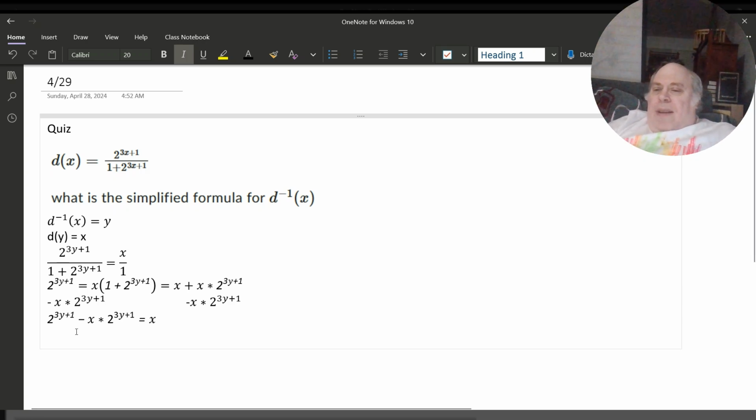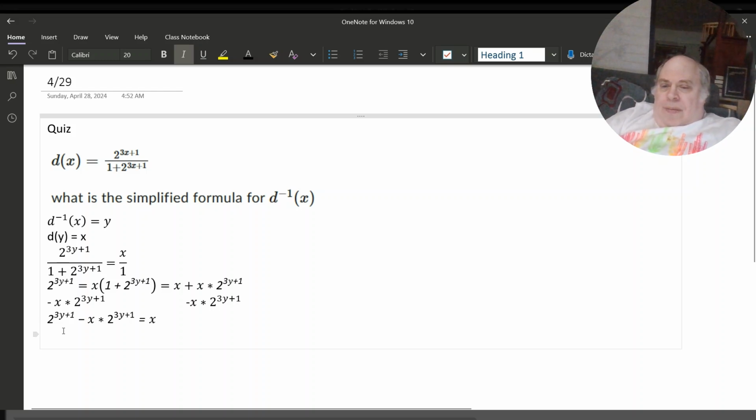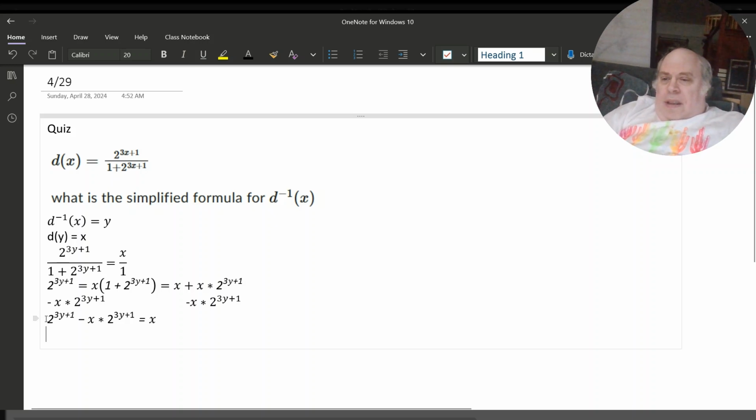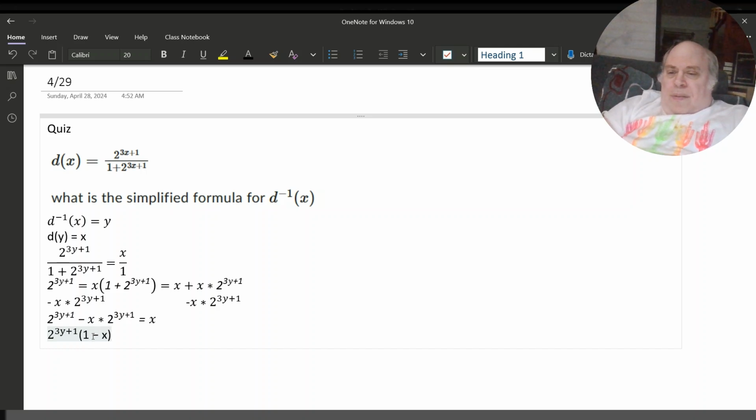Now I can factor out 2 to the 3y plus 1 from both of these terms, and we're going to get 2 to the 3y plus 1 times parentheses, 1 minus x, equals x. Every once in a while the text just likes to be in italics.